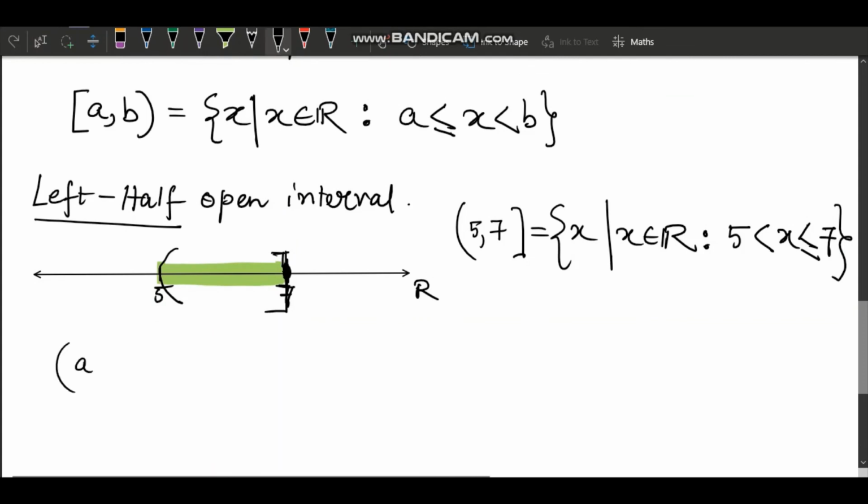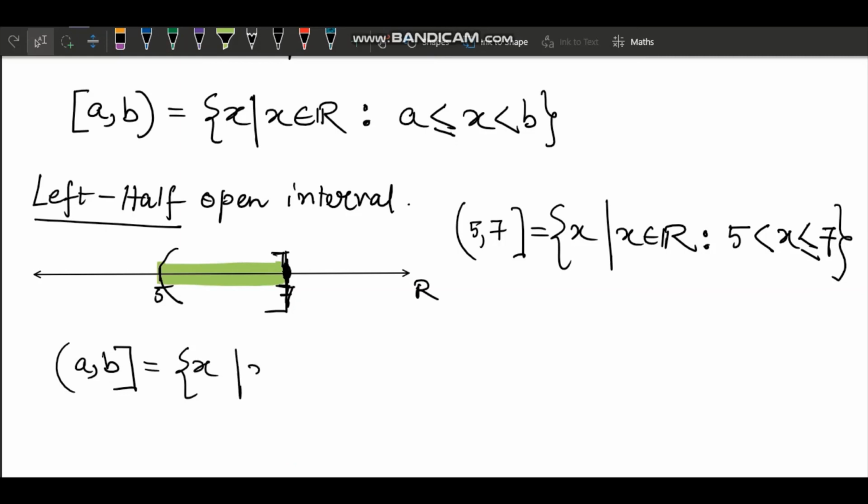This is open at the left and closed at the right end. So the right door is closed, so B cannot move out. Left door is open, A can move out. So we have x such that x belongs to the set of R. That means x is a real number. X is greater than A. We have a strict inequality here, but it is less than or equal to B.